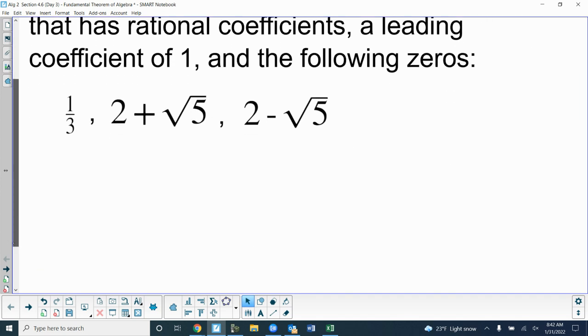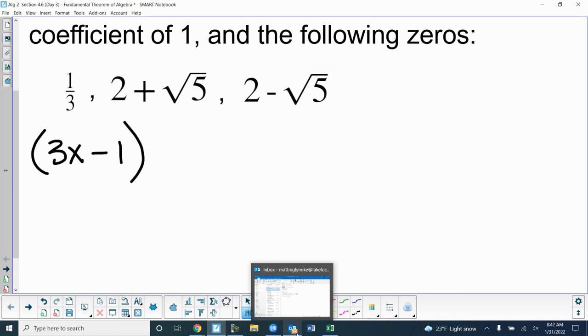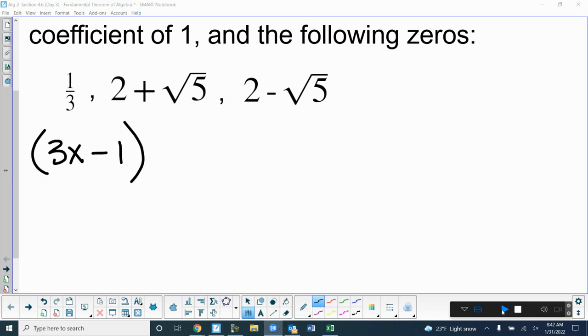The denominator goes in front of the x and minus, and then the numerator. If it was a negative 1/3, then it would have been 3x plus 1, right? And then for the other two, the complex ones or the irrational ones, we just put x minus in front of them.